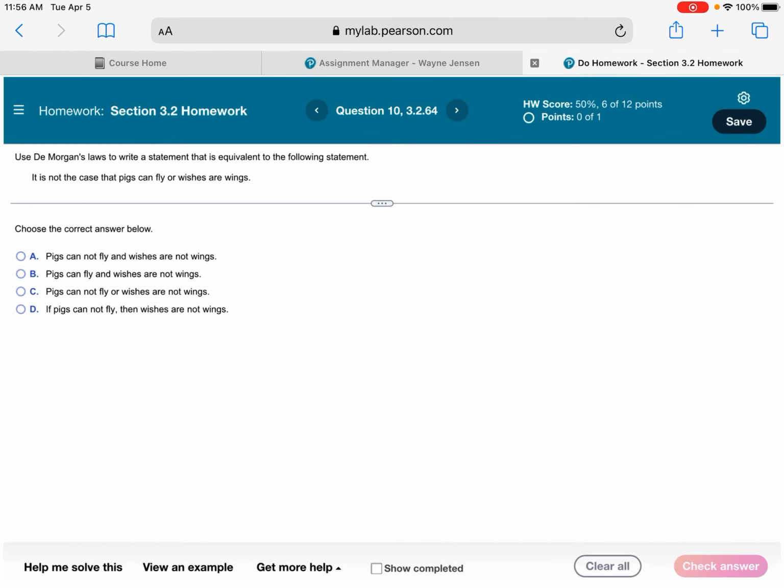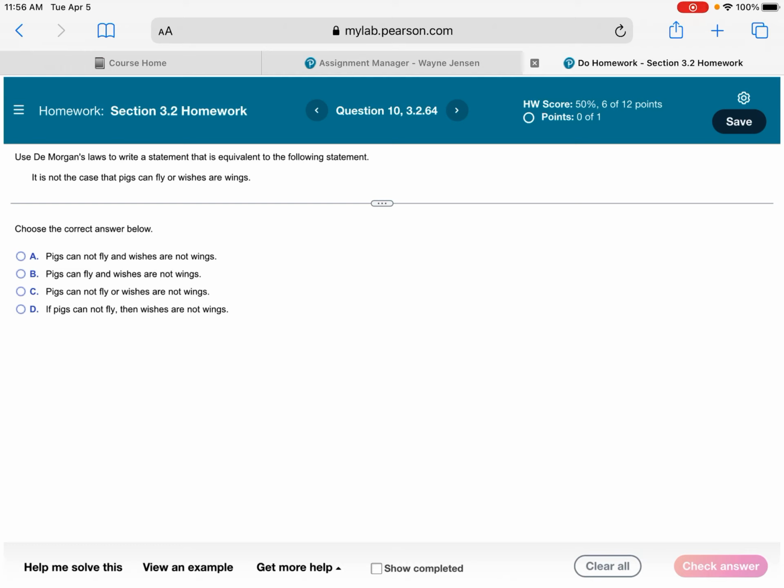Just wanted to see what was ahead. Use De Morgan's law to write a statement that is equivalent to the following. It is not the case that pigs can fly or wishes or wings. So that's a not (P or Q). It is not the case that pigs can fly or wishes or wings.